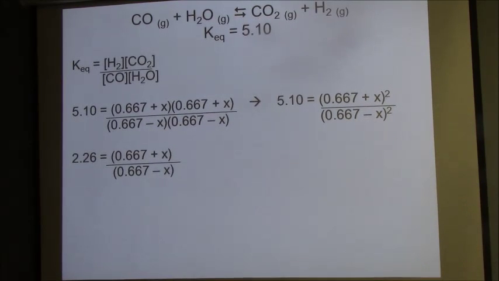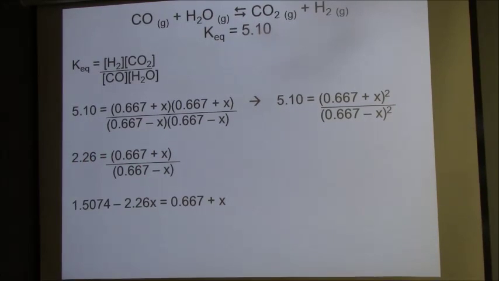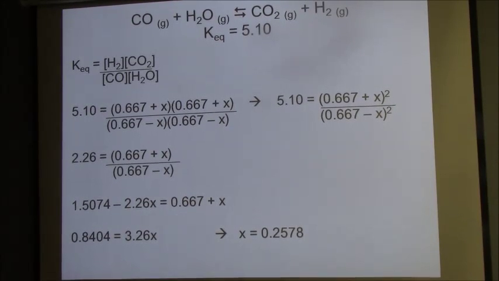The square root of 5.1 is 2.26. So 2.26 is equal to 0.667 plus x over 0.667 minus x. Now all I need to do is rearrange this and solve for x. So multiply both sides by 0.667 minus x. And now collect like terms, right? So if I subtract this one and put it over here, and subtract this one and put it over here, here's what I'm left with. We're just doing a little bit of cleaning up on our math. And now we've got this expression. To get x by itself, we're going to divide both sides by 3.26. So x comes out being 0.2578.